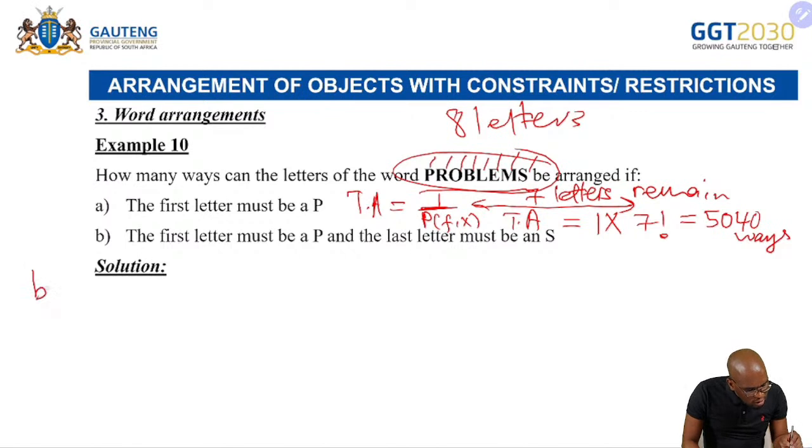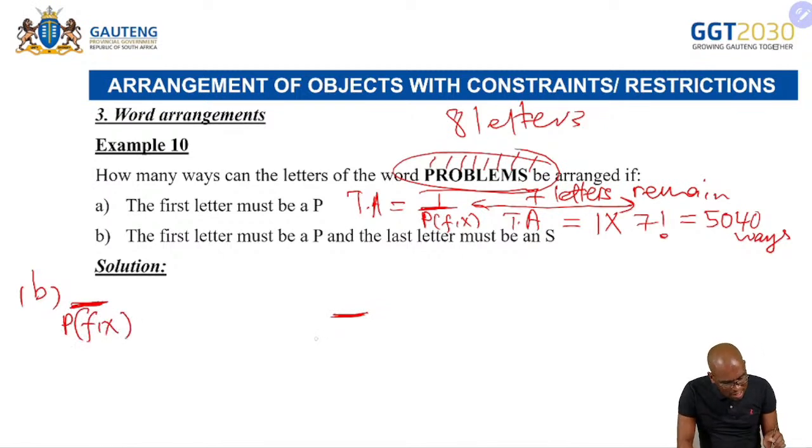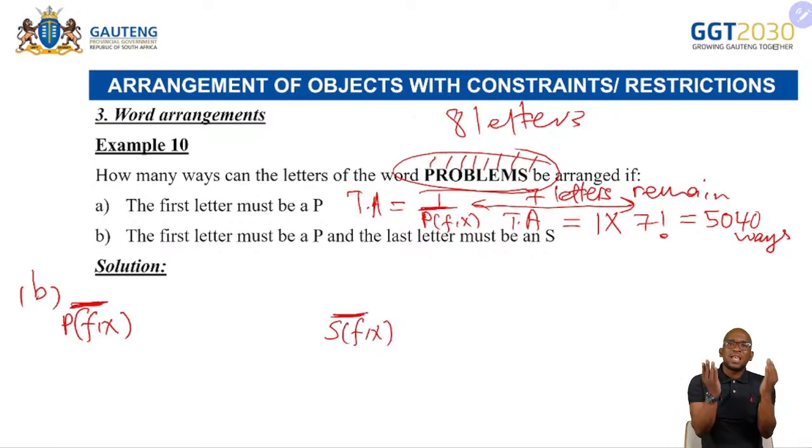Now the second problem here. The first letter must be a P and the last letter must be an S. Now, you are interested in the first position and the last position. The first letter must be a P, so you need to fix P in that position. The last letter must be an S. You need to fix the letter S in that position because their positions are specified. If the position is specified, then you need to ensure that you fix that particular object in that position. Now, how many letter P's do we have? It's one option of fixing P there, and one option of fixing S there.